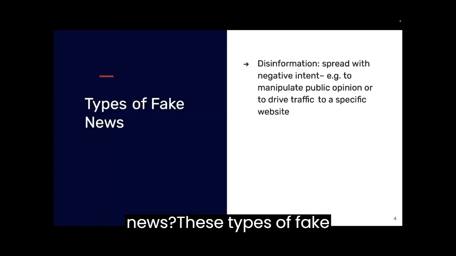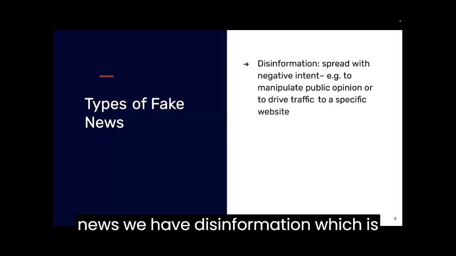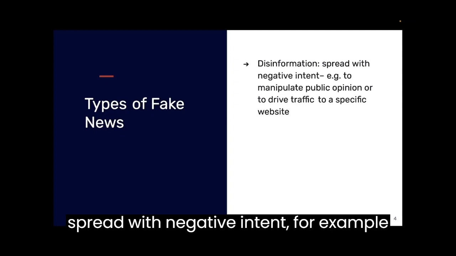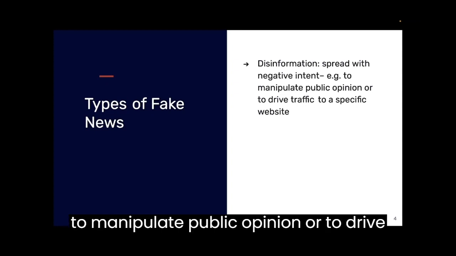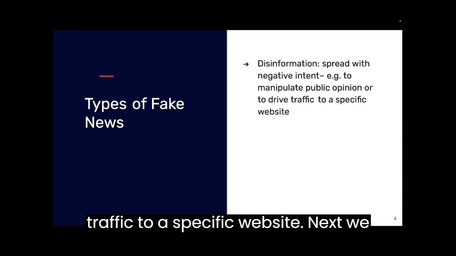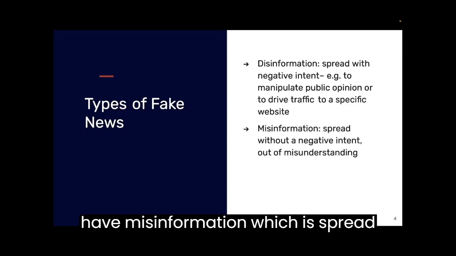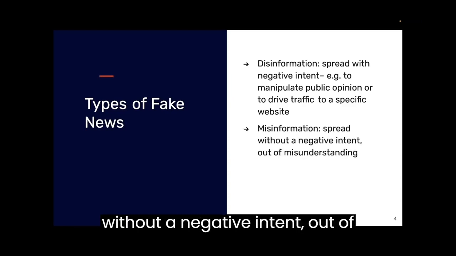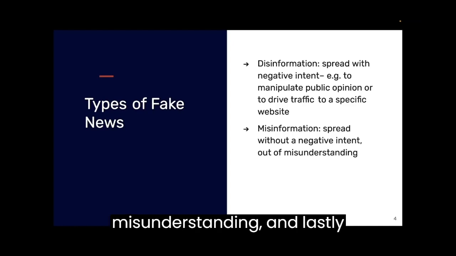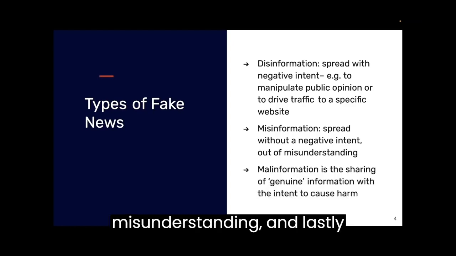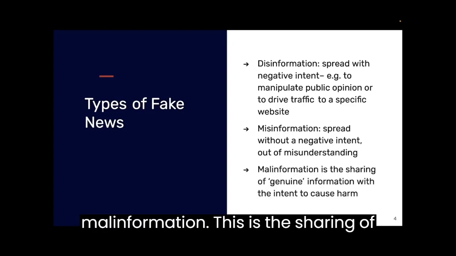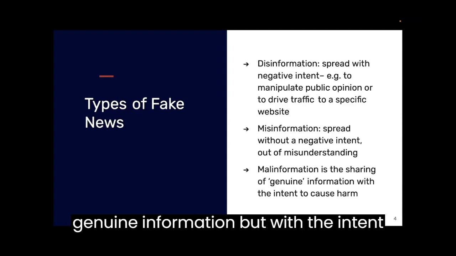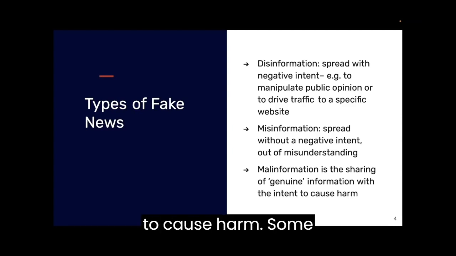There are types of fake news. We have disinformation, which is spread with negative intent, for example, to manipulate public opinion or to drive traffic to a specific website. Next, we have misinformation, which is spread without a negative intent, out of misunderstanding. And lastly, malinformation. This is the sharing of genuine information but with the intent to cause harm.